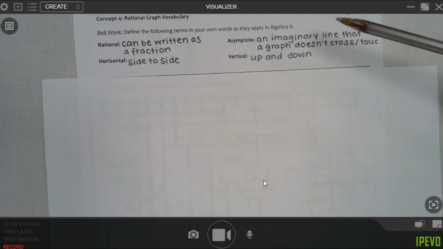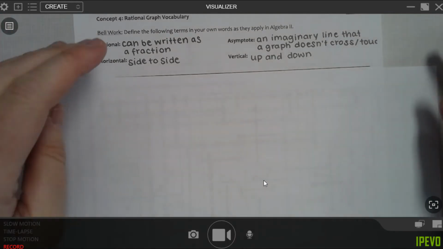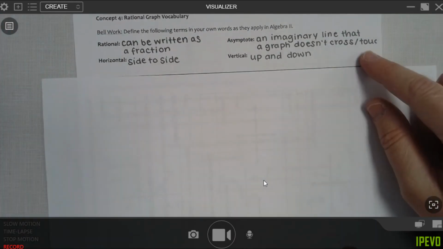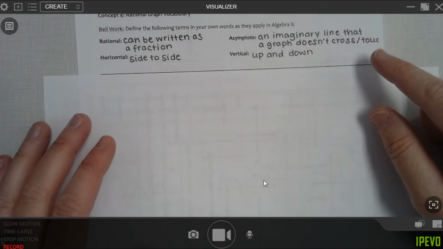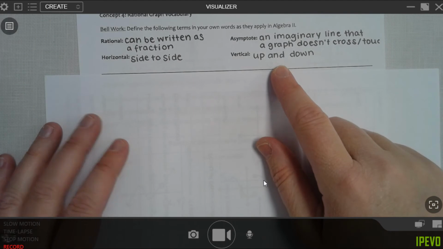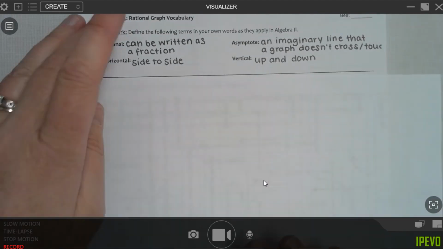An asymptote is going to be an imaginary line that your graph approaches. It says it doesn't cross, but it can cross it. Just in the problems that we're going to be doing, they probably won't cross it very often. So you'll never cross a vertical line, but you could cross a horizontal line. So we're going to talk about the key features.